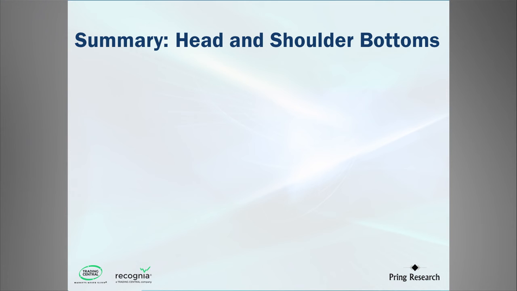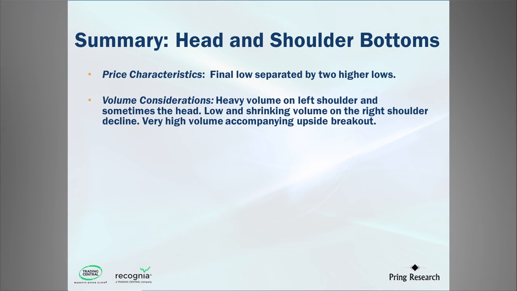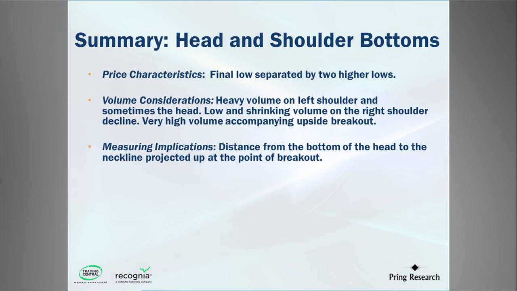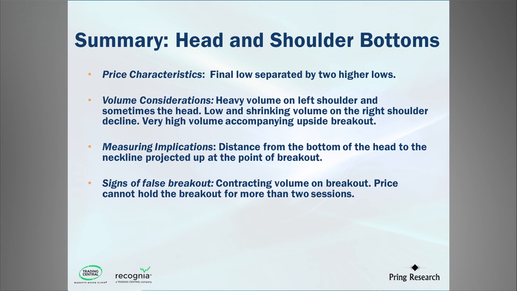Head and Shoulder Bottoms Review. 1. Price characteristics. A final low separated by two higher lows at bottoms. 2. Volume considerations. Heavy volume on the left shoulder and sometimes the head. Low and shrinking volume on the right shoulder decline. Very high volume accompanying an upside breakout. 3. Measuring implications. The distance from the bottom of the head to the neckline projected up at the point of breakout. 4. Signs of a false breakout.